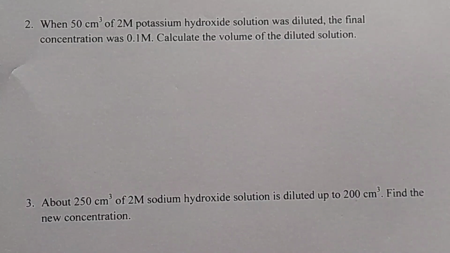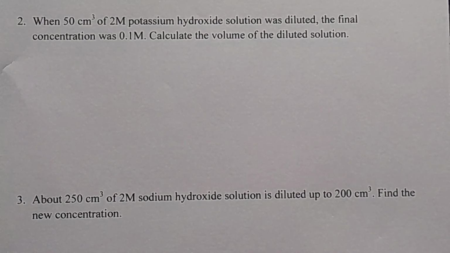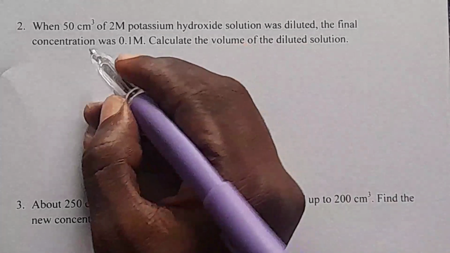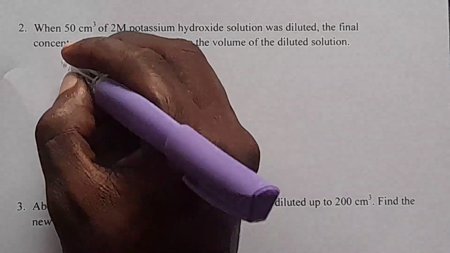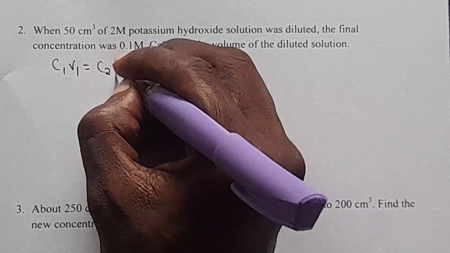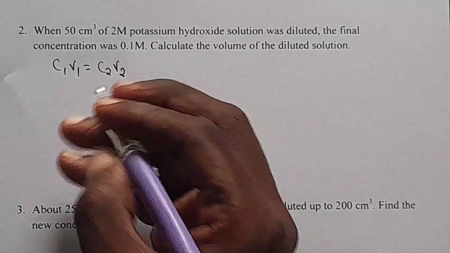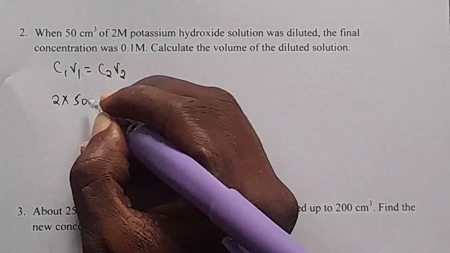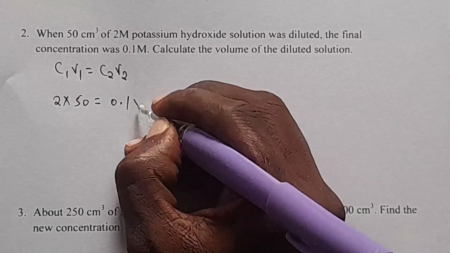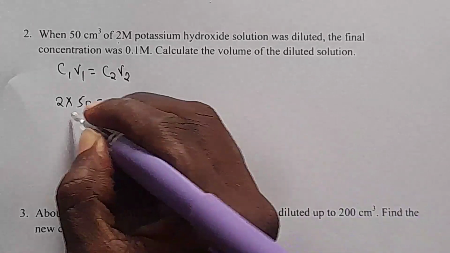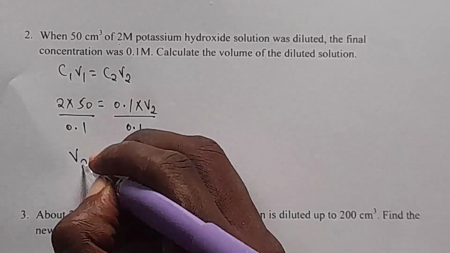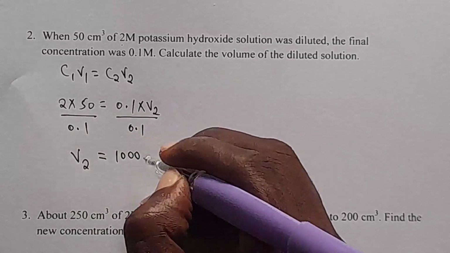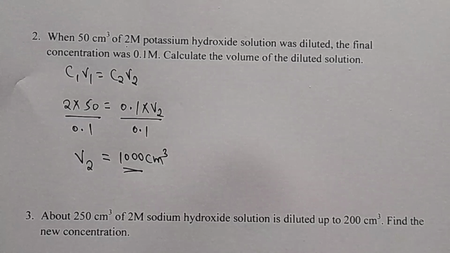We are told, when 50 cm³ of 2 molar potassium hydroxide solution was diluted, the final concentration was 0.1 molar. Calculate the volume of the diluted solution. Here we are using concentration, so we can use the formula C1V1 = C2V2. Our C1 is 2 times our volume 1, which is 50. This will be equal to C2, 0.1, times volume 2, which we don't have. We divide by 0.1 on both sides. So volume 2, we are going to get 1000 cm³.